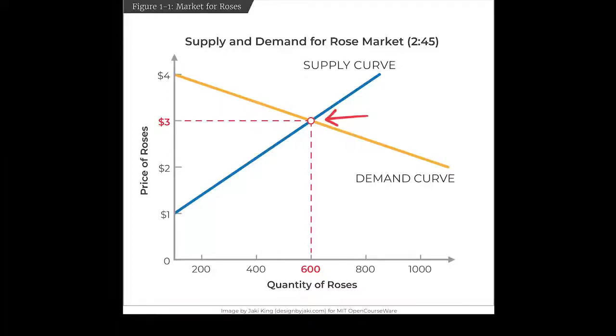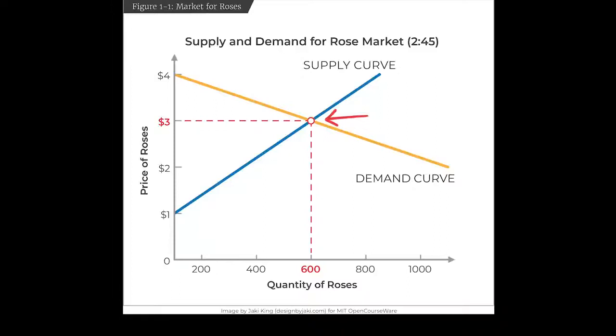Okay? That is the point where both consumers and producers are happy to make a transaction. Consumers are happy because on their demand curve is the point $3 and 600 roses. That is, they are willing to buy 600 roses at $3. Okay? Producers are happy because on their supply curve is the same point. They are willing to supply 600 roses at $3. That is the one point where consumers are happy and producers are happy.